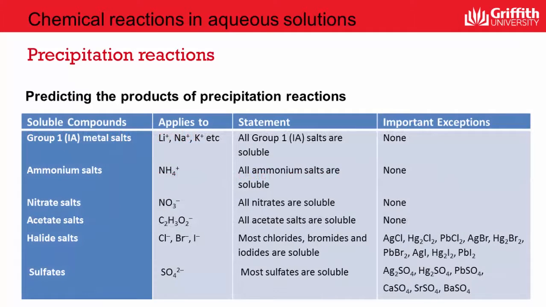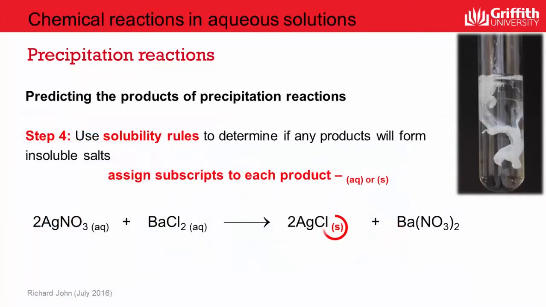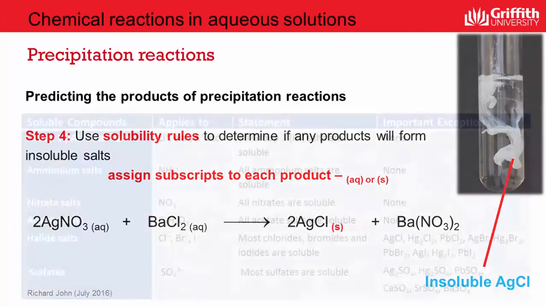So we go to our solubility table here and we see that most chlorides are soluble in water, but there is an exception here that's relevant for us. Silver chloride is an exception. And so silver chloride is insoluble in water and we are going to put the S subscript there to indicate that we've got the solid precipitate forming. And that's the insoluble silver chloride precipitate you see forming in the photograph there.